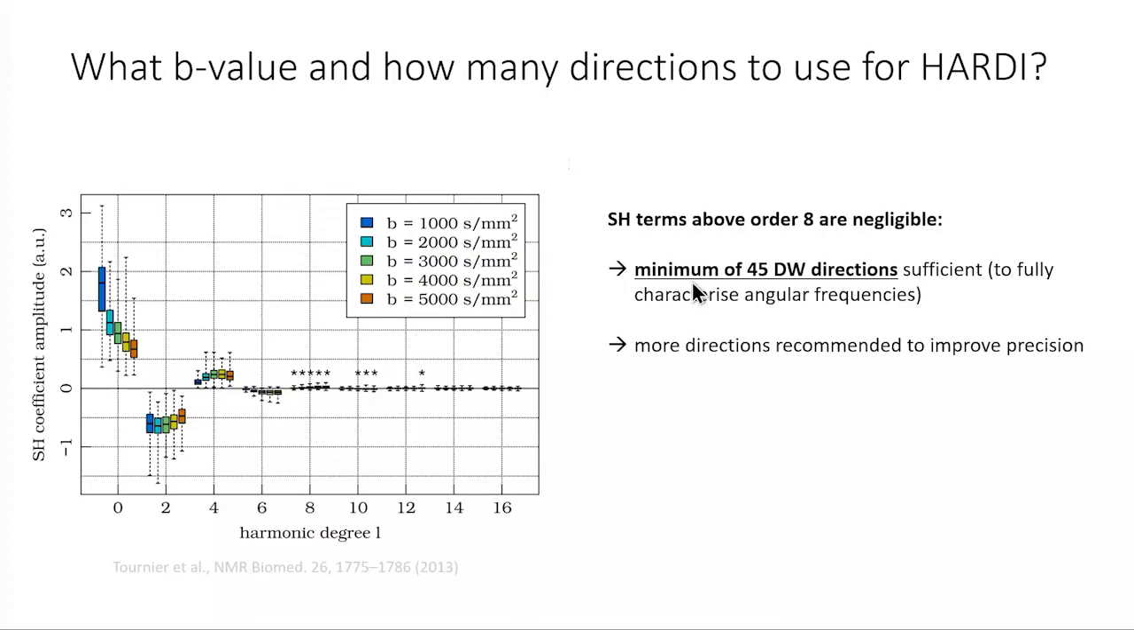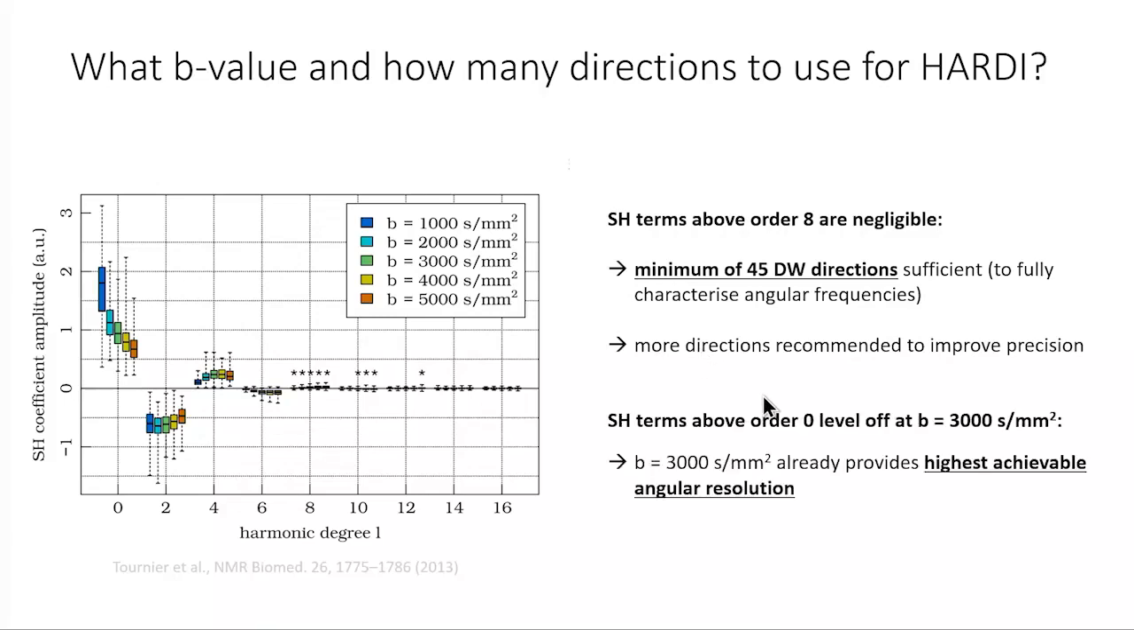And this is what they found. First, the SH terms above order 8 are negligible. This suggests that a minimum of 45 directions is sufficient, at least to characterize the angular frequencies in the signal. Of course, in practice, you want more directions because that will also improve your precision. Another thing that they found was that SH terms above order 0 level off at B3000. And this suggests that a B value of 3000 already provides you the highest achievable angular resolution.